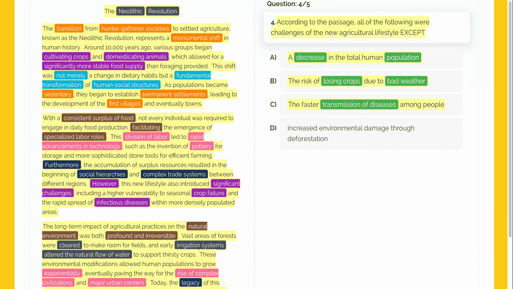Here's option D. Let's break it down. Increased environmental damage through deforestation. This option mentions environmental damage and deforestation. Paragraph 3 says, vast areas of forests were cleared and the impact was profound and irreversible. This confirms that environmental damage was a result of the revolution. Since it is in the text, it is not the except choice. This option is incorrect. The correct answer is A, because the key expressions in the text directly match this option, while the other choices either provide incomplete information or clearly contradict the passage.